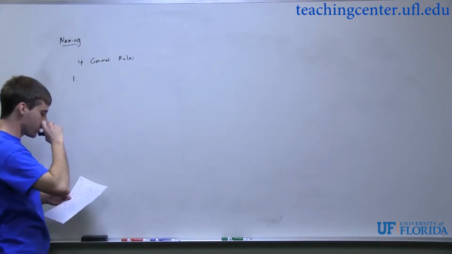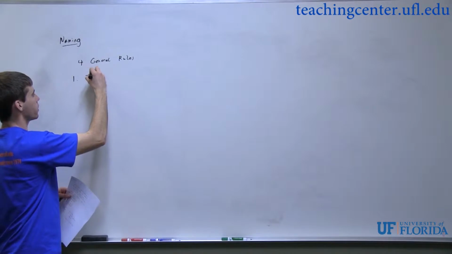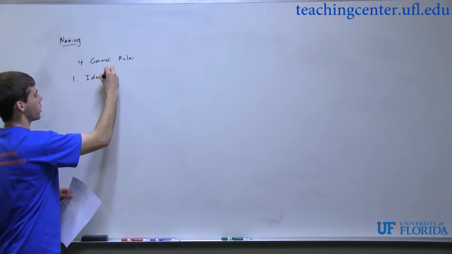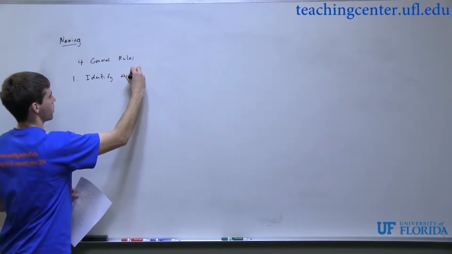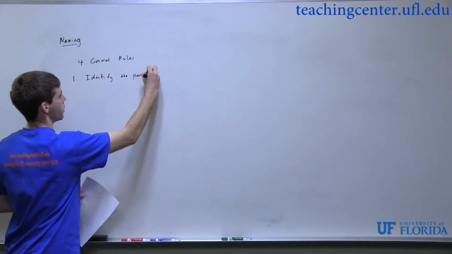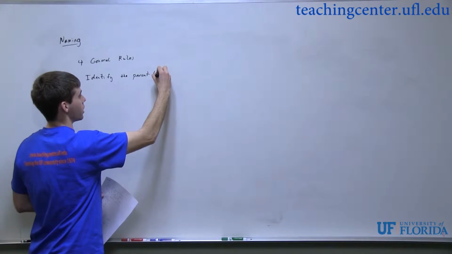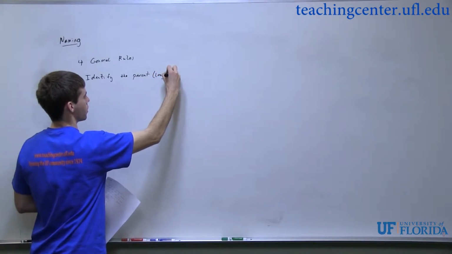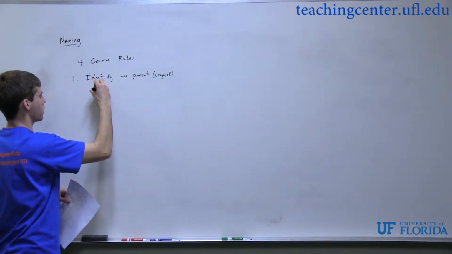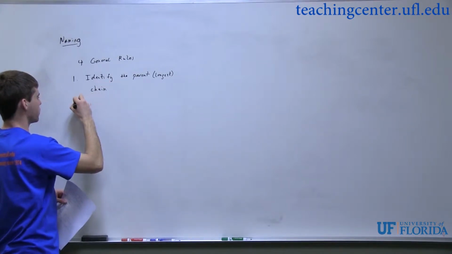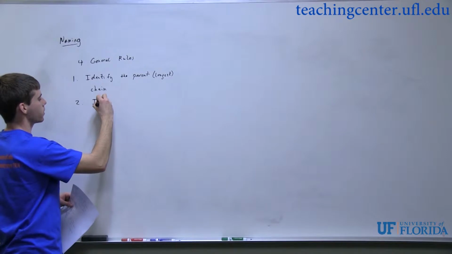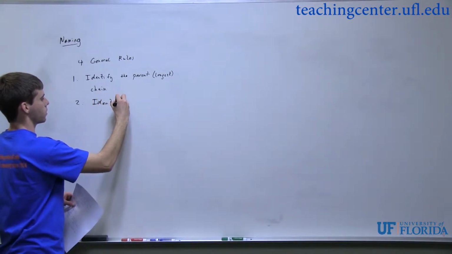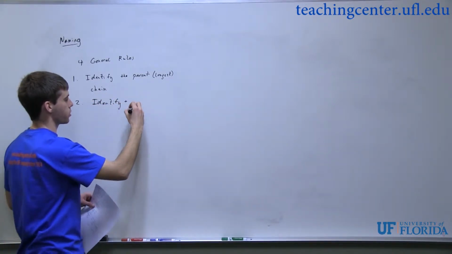So first, you want to identify the parent, the parent chain. The parent chain is the longest chain. Then you're going to want to identify and name the substituents.